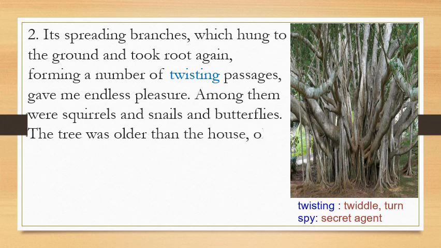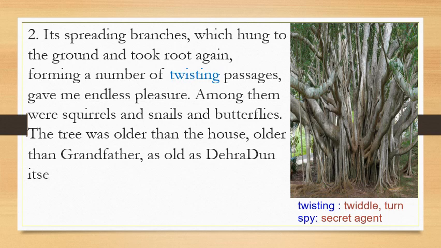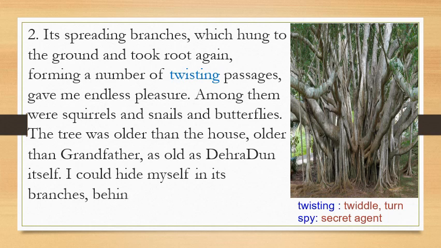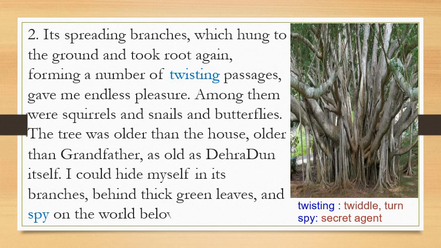The tree was older than the house, older than grandfather, as old as Dehradun itself. I could hide myself in its branches, behind thick green leaves, and spy on the world below. Spy means secret agent. Dehradun is the state capital of Uttarakhand. Means the tree was very old, older than the house and grandfather. It was as old as the city Dehradun. Now let us move to the next paragraph.